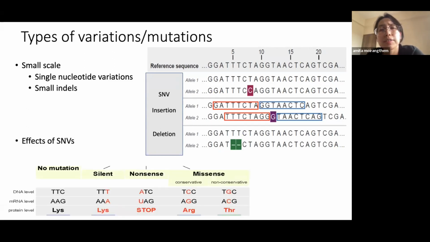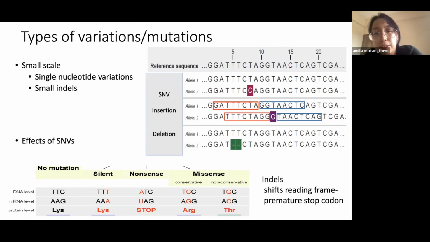So what are the effects of these changes in the genomic DNA? The effect will be visible in terms of the protein, in terms of the function or structure. At the DNA level, if there is a change, sometimes it might not change anything in terms of protein. These are silent mutations. Some may cause a stop mutation, some may cause a different amino acid to be changed instead of the original amino acid. These are known as missense variations.